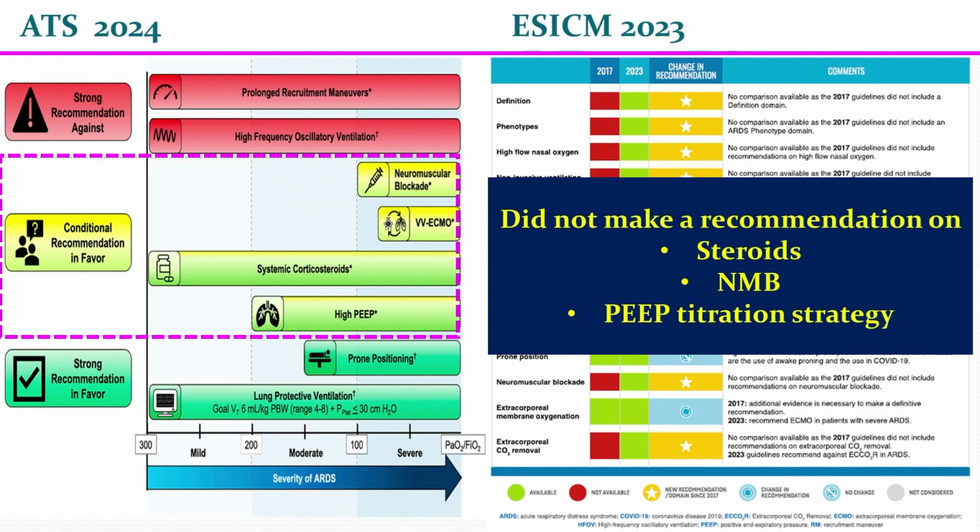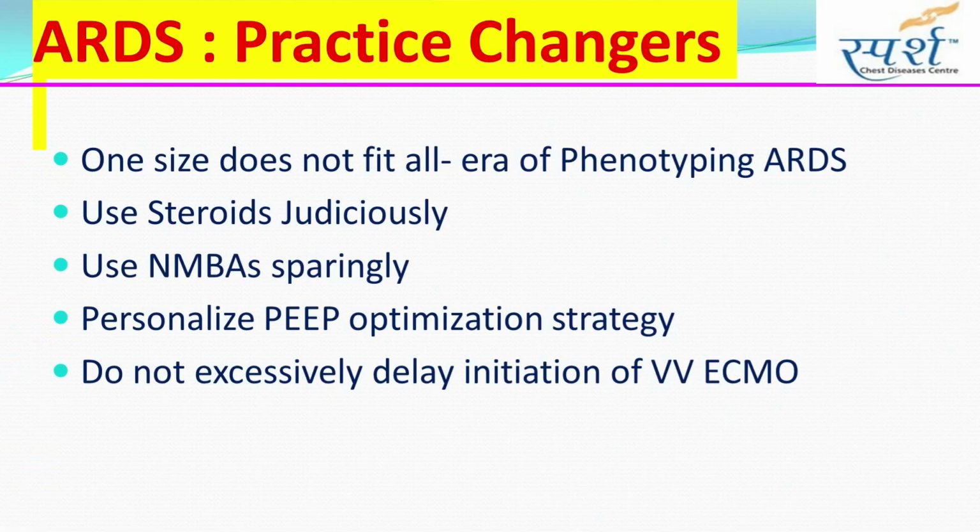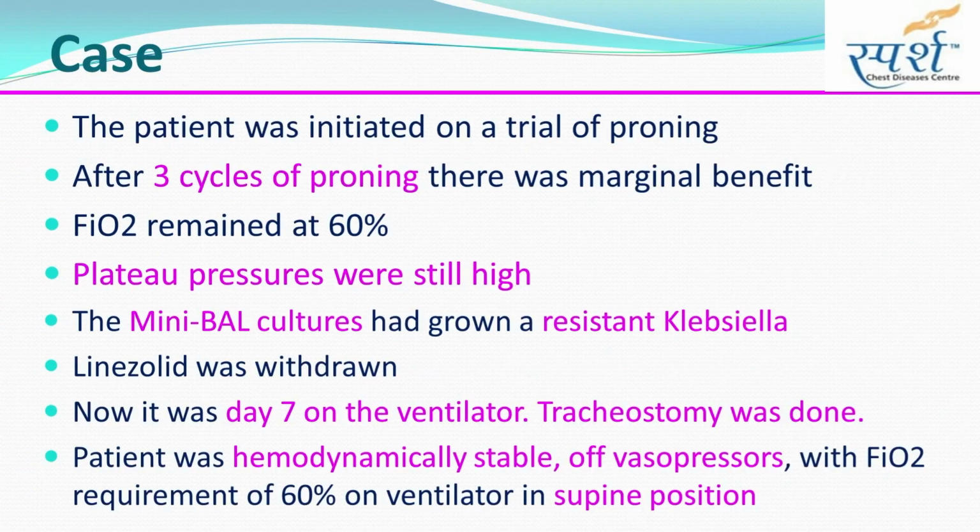Now the ESICM did not make a recommendation on these 3 important things, and there is a lot of debate and controversy, and hence we are still not sure. Again, read this ATS segment, and I'm not going to focus on this, but a lot of data in this segment will help you identify which are the patients to use steroids, where should you consider neuromuscular blockers, and how do you titrate PEEP. All of this in this guideline. One size does not fit all, so phenotype your ARDS and justify your PEEP according to the phenotype.